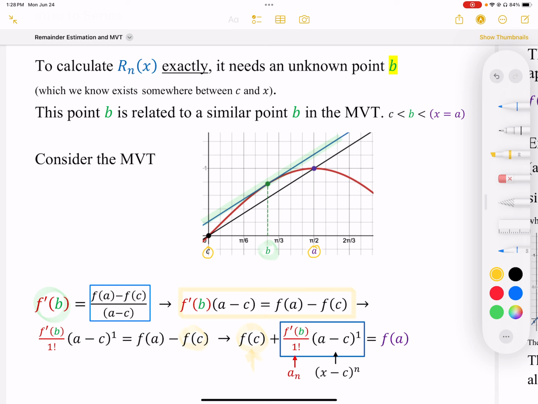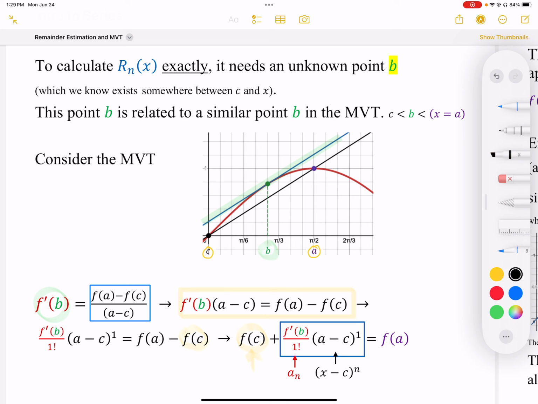So if we look at this expression, f of c represents our first approximation, and if we stop there, the remainder term is going to be what I've boxed here in blue, f prime b over 1 factorial times a minus c to the power 1. That actually represents the remainder term of order zero of our first approximation, and this is just a rearrangement of our mean value theorem. And again, although we can't necessarily calculate b, we know that it exists somewhere between a and c, and that will get us directly to f of a.